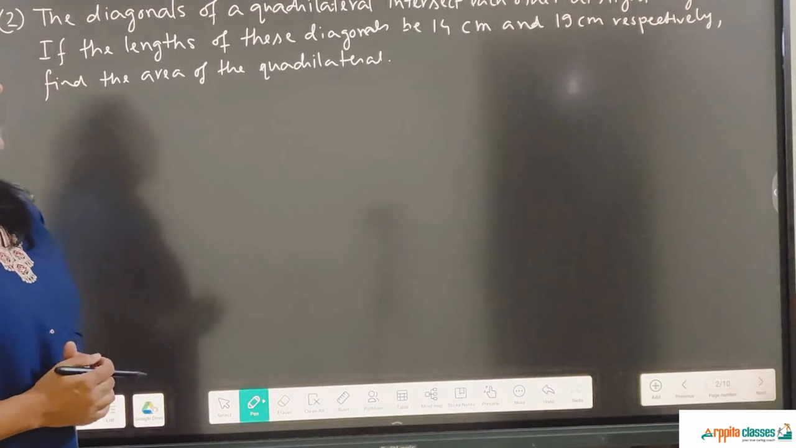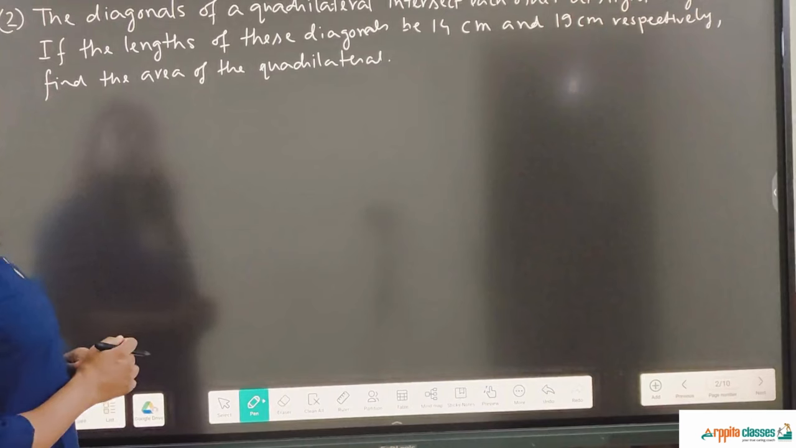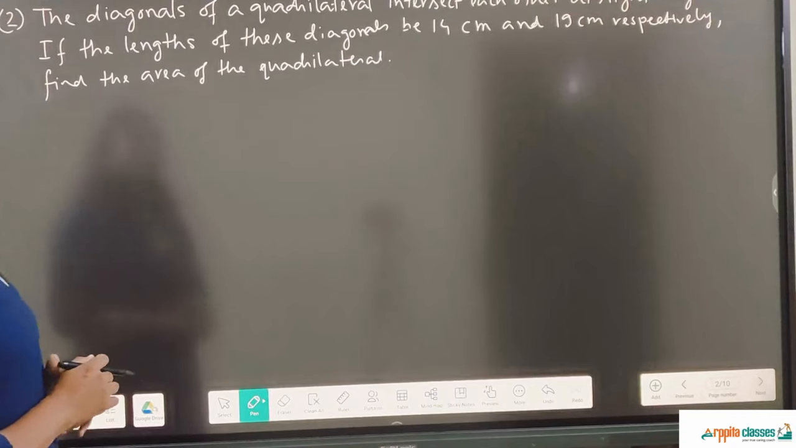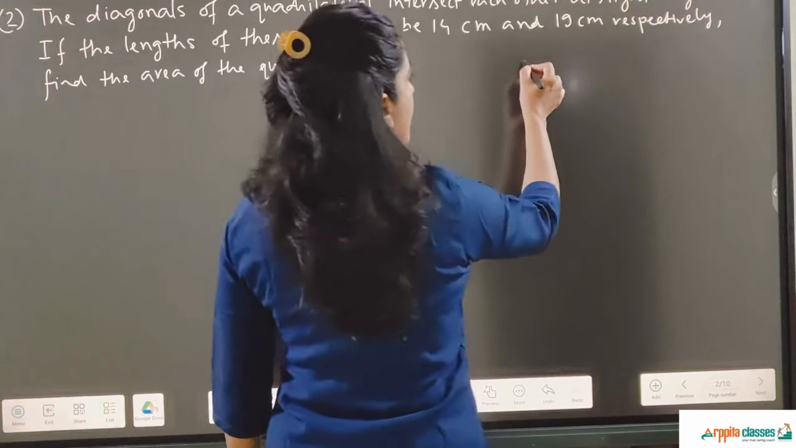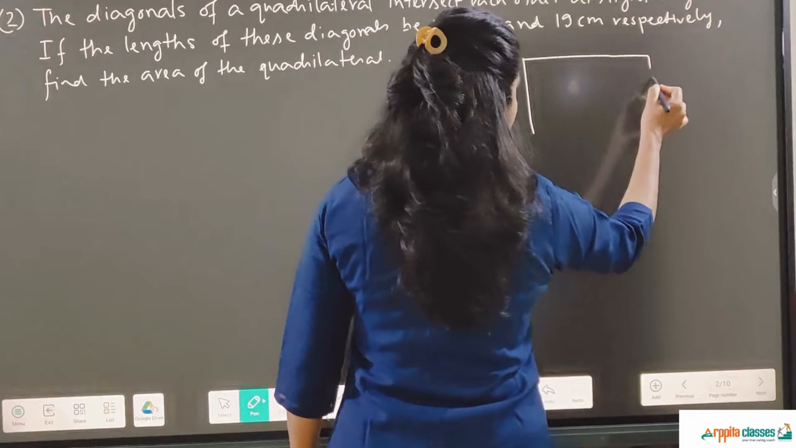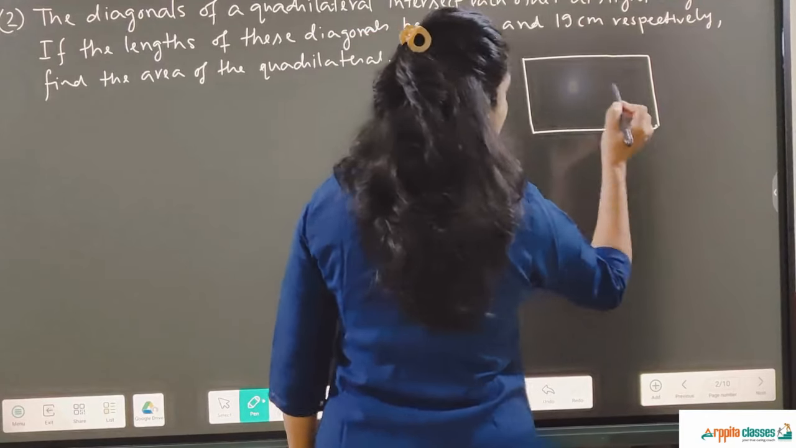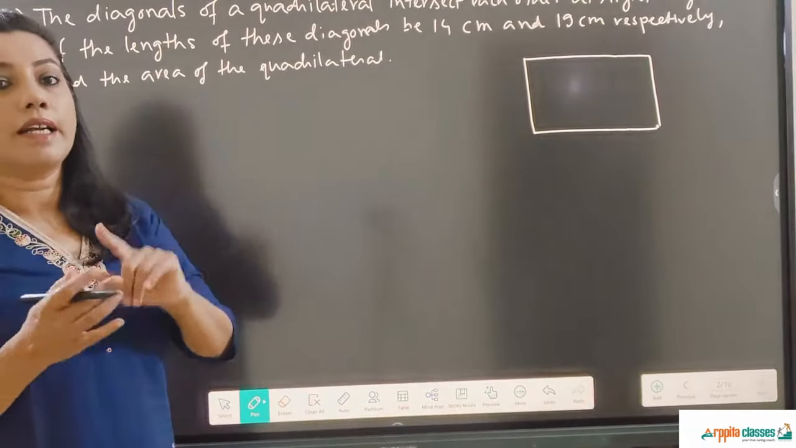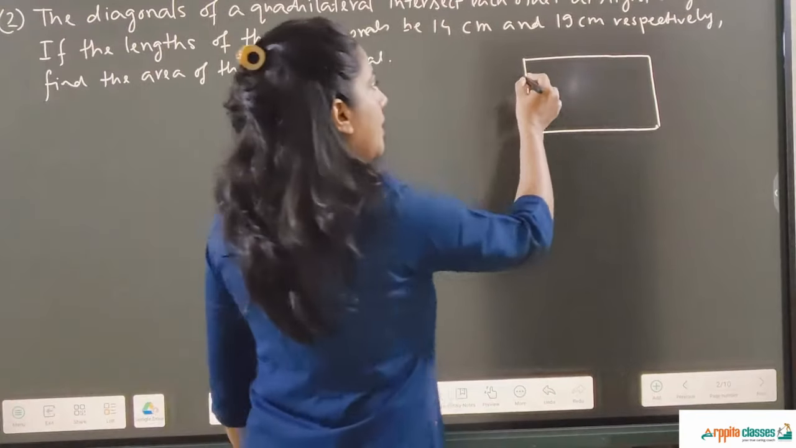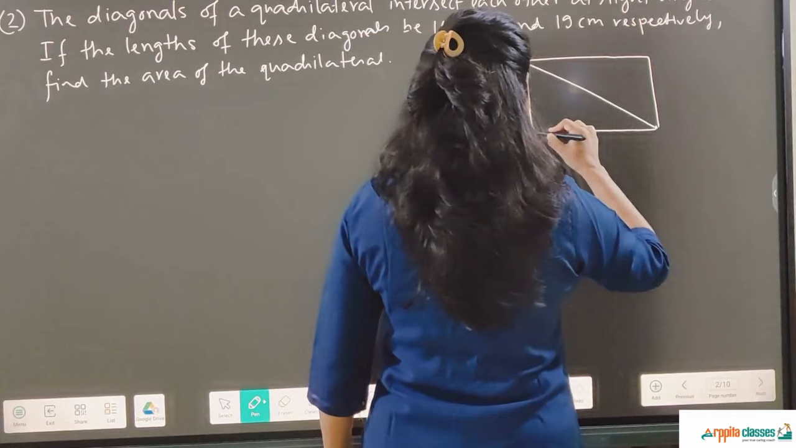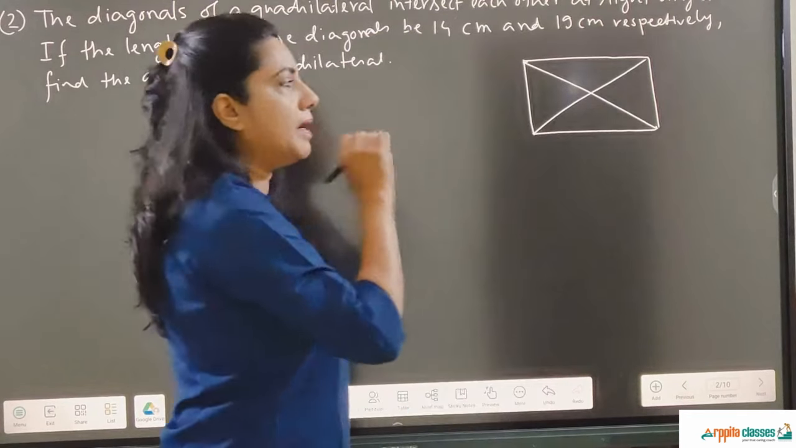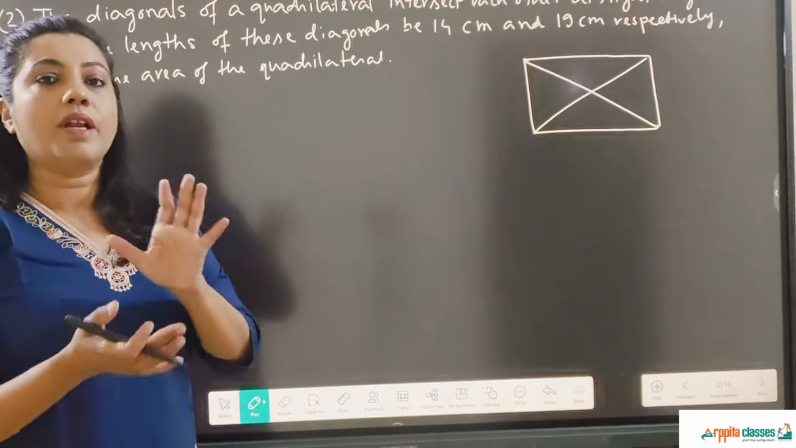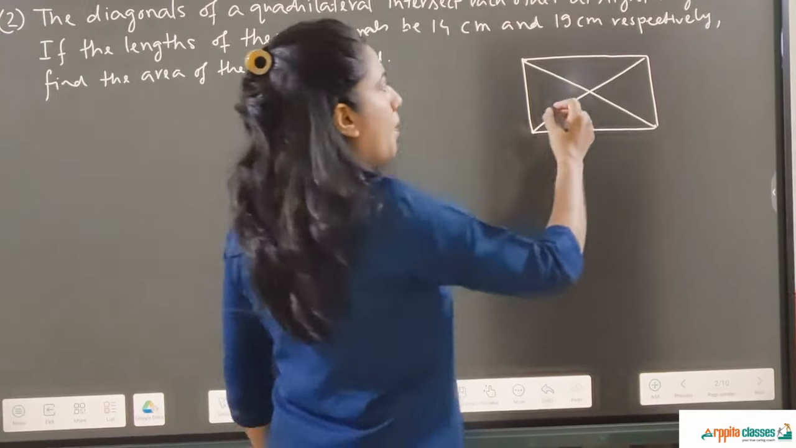The diagonals of a quadrilateral intersect each other at right angles. If the lengths of these diagonals be 14 cm and 19 cm respectively, find the area of the quadrilateral. So now you have a quadrilateral. I am drawing this quadrilateral purposefully as a rectangle, or it might be a rhombus, because they are saying the diagonals of a quadrilateral intersect each other at right angles. So when the diagonals intersect at right angles, it might be a rhombus actually, because we know the property that the diagonals bisect each other at right angles. Okay, so this is a property of a rhombus.